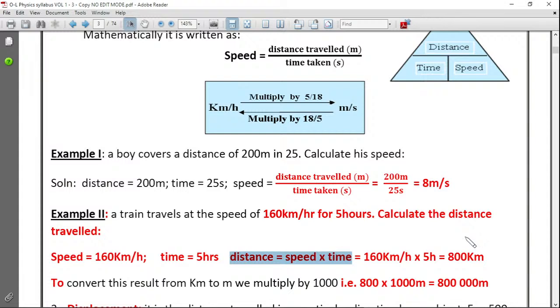One other strict question that they always ask during GCE is, an object has a speed of 160 kilometers per hour. What does this mean? This means the object or the body, whatever they call it, covers a distance of 160 kilometers in 1 hour. That's the expression. So, for example, a train has a speed of 160 kilometers per hour. What does this mean? This means the train covers 160 kilometers in 1 hour.